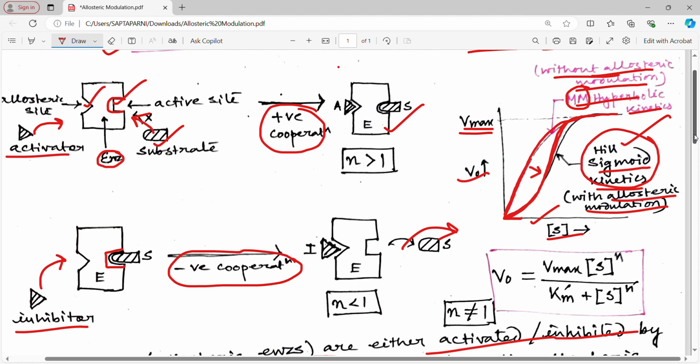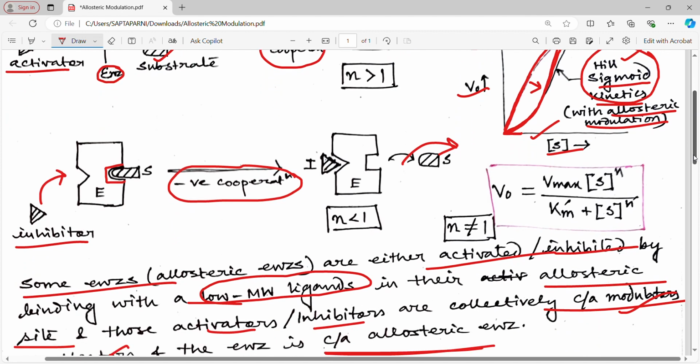Now there is a slight difference in the Michaelis-Menten equation and the Hill sigmoid kinetics equation of allosteric modulation. In the Michaelis-Menten equation, we know that V naught equals Vmax into S divided by Km plus S. But here V naught equals Vmax into S to the power n divided by Km prime plus S to the power n. Km prime is the new Km value for the allosterically modulated enzymes.